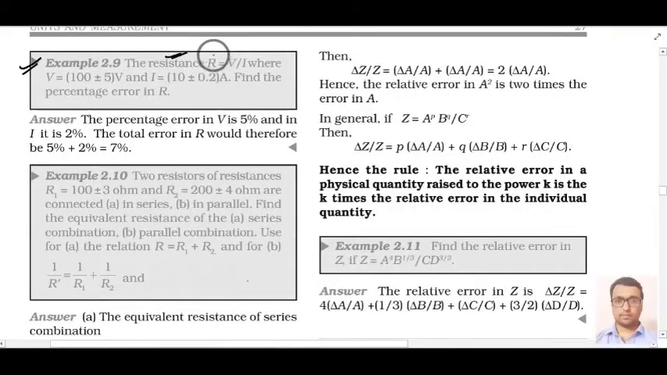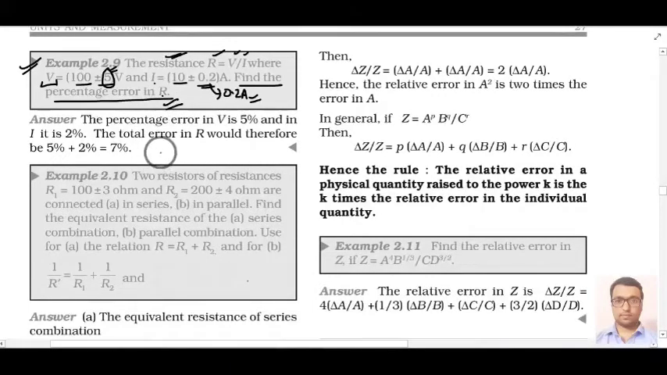Here it says that R equal to V upon I. We know that by Ohm's law V equal to IR, so R equal to V upon I. The voltage value is given by 100 plus minus 5, meaning 5 is the possible error value. And current is given by 10 plus minus 0.2, so 0.2 ampere error is possible in the measurement of current. We have to find the percentage error in R.